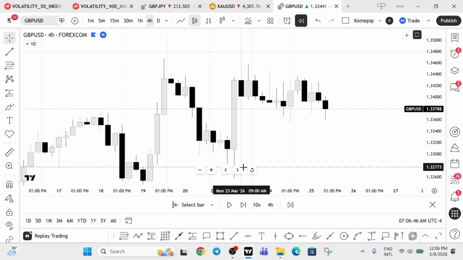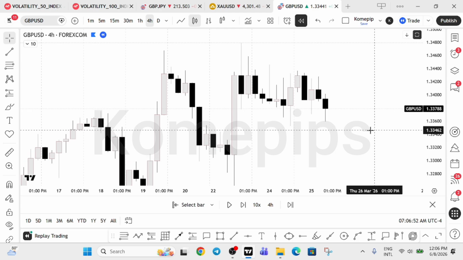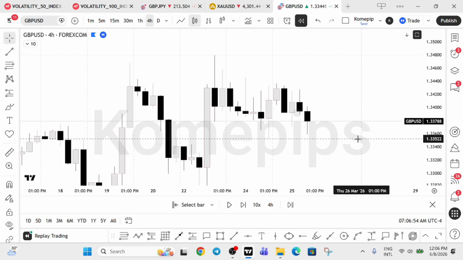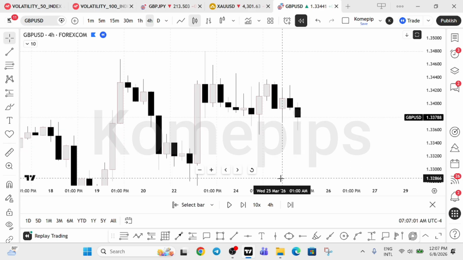First thing first, we want to understand what CRT is. For those of you who are new to CRT, CRT simply is when a candle sweeps the previous candle's wick. Now, there are different types of CRTs. We have the time-based CRT and the candle-based CRTs and whatnot. But in this video, we're going to focus on the time-based CRT.